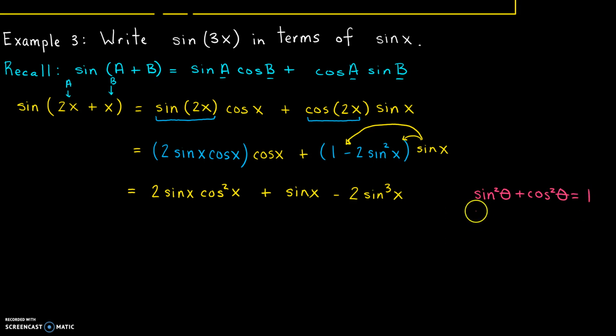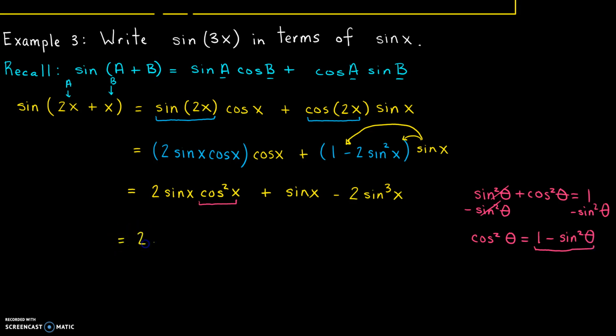If I subtract sine squared on both sides, then this cancels out, and I'm left with cosine squared of theta equals 1 minus sine squared. This is nice because now I can write cosine squared in terms of sine squared, and that's exactly what I want to do. So I'm going to replace this piece right here with this piece here.